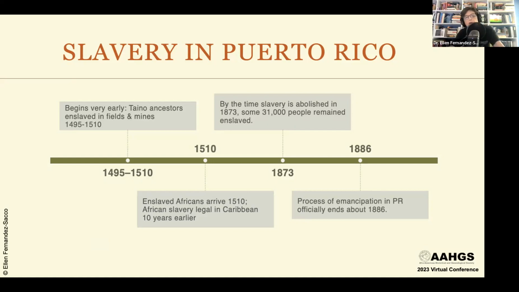And now we're going to fast forward to 1873, when slavery is abolished, because that's the time period I'm talking about. By that time, some 31,000 people are still enslaved. And this process of emancipation in Puerto Rico is not a quick thing. It doesn't end on one day in 1873. It finishes in 1886.